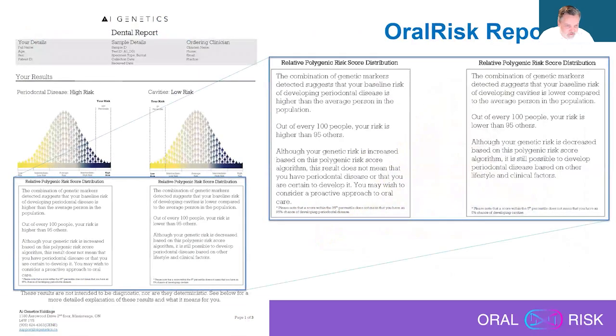So expanding the first page of the report a little bit further, underneath the visual, we have separated out a little bit more detail so that it helps guide the patient into what they're interpreting. For example, it looks at what out of 100 patients, your risk is higher than 95 other patients. So it's giving an understanding of what they're actually visually seeing in their report. And the same is also done for the polygenic risk for the cavities.